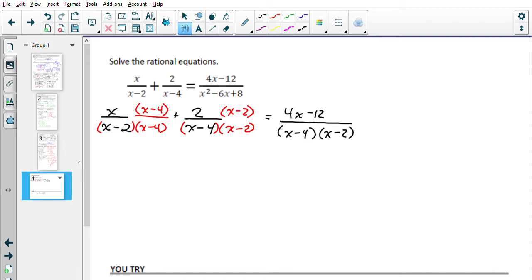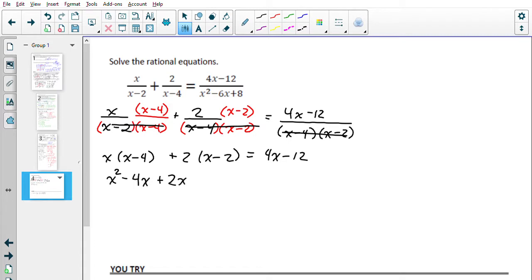So now your common denominators are the same everywhere, they cancel. That leaves x on x minus 4, 2 onto x minus 2 equals 4x minus 12. So here you have x squared minus 4x plus 2x minus 4, and I'll drag both those things over. Minus 4x plus 12 equals 0.